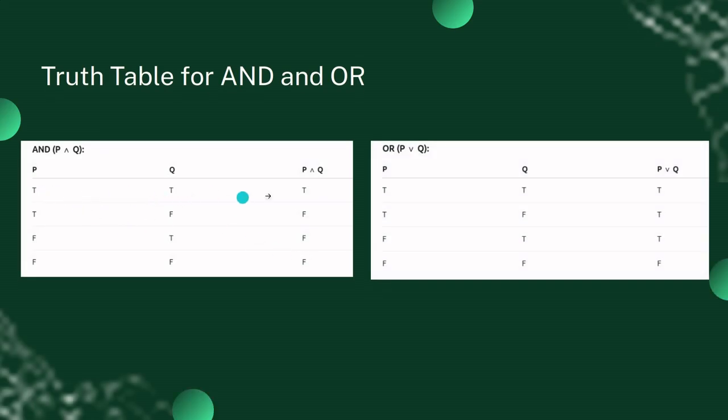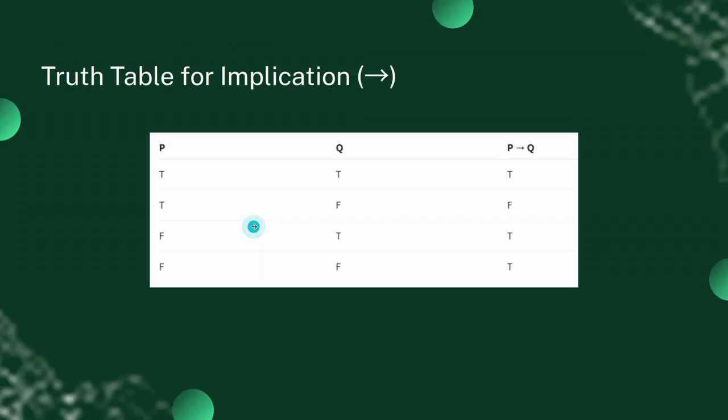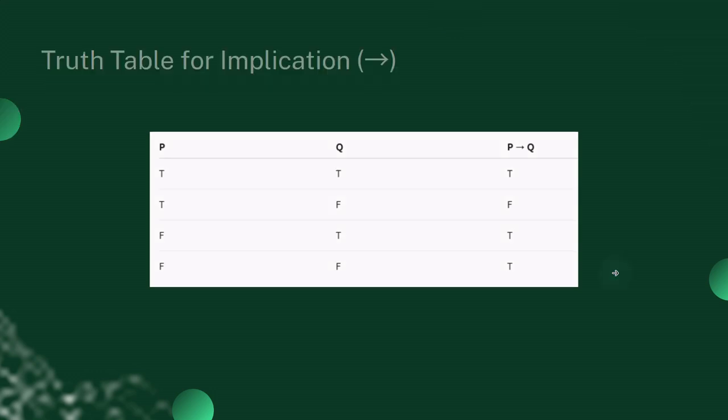In AND, the result is true only if both are true. In OR, the result is true if at least one is true. In implication, P implies Q is only false when P is true and Q is false. In all other cases, it's true, even if P is false.